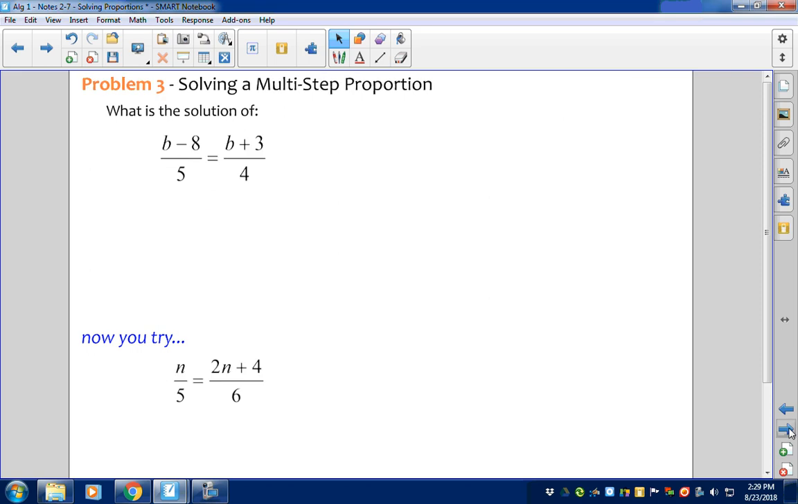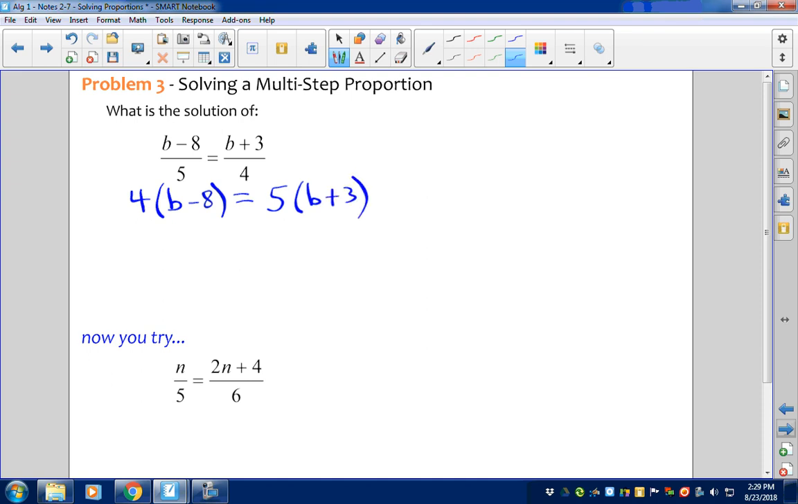All right. These are a little different. This might be new for you. What we just did is probably done before, but this is a multi-step problem. Here's what it looks like. The first step, when I cross multiply, I want you to write this down. It's 4, and then in parentheses, b minus 8. At least initially, I would like you to write down in parentheses what we're going to distribute. And then the other side is 5, and then in parentheses, b plus 3.